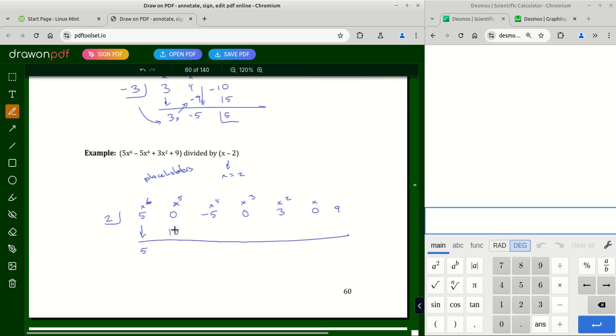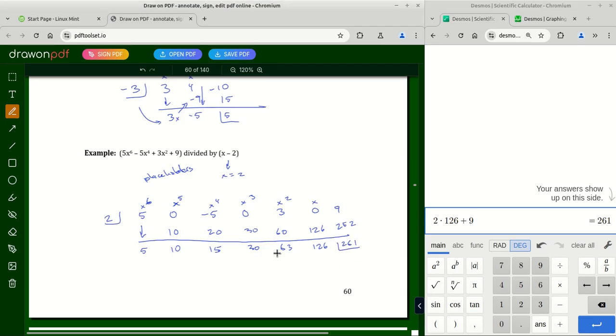2 times 5 is 10. Plus 0 is 10. 2 times 10 is 20. 20 minus 5 is 15. 2 times 15 is 30. 30 plus 0 is 30. 2 times 30 is 60. 60 plus 3 is 63. 2 times 63 is 126. 126 plus 0 is 126. And then finally, 2 times 126 is 252. Yes. Plus 9 is 261.